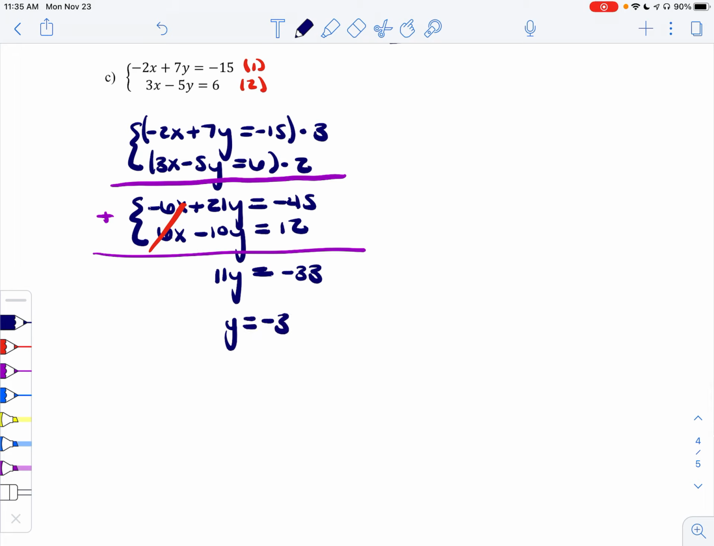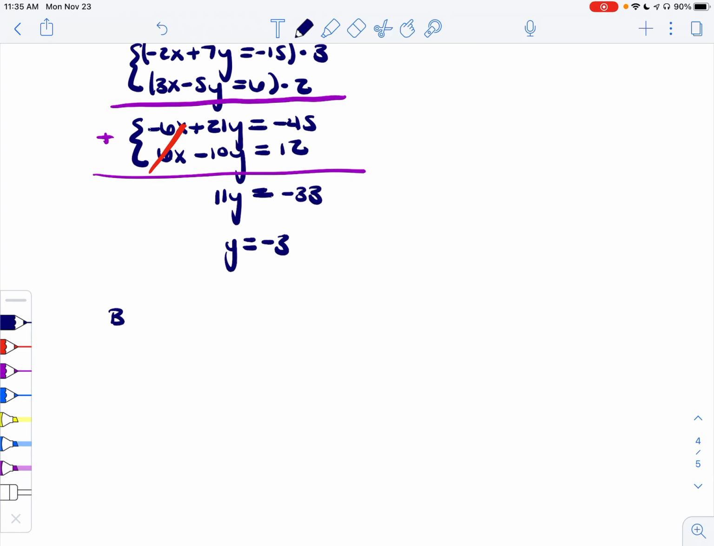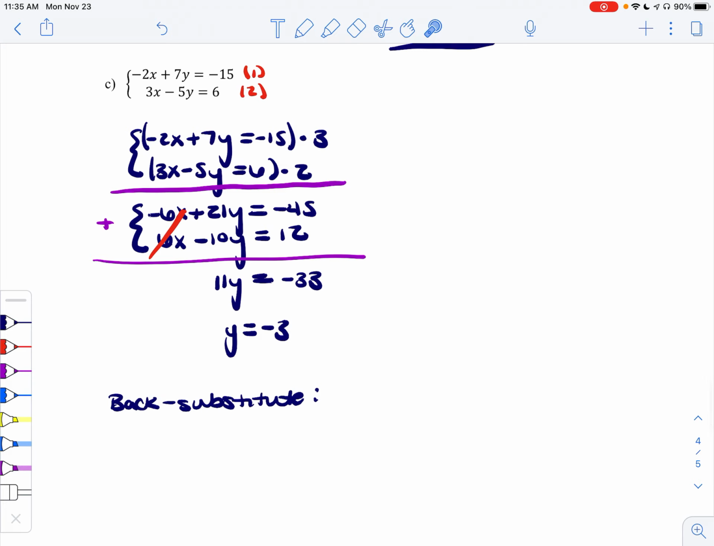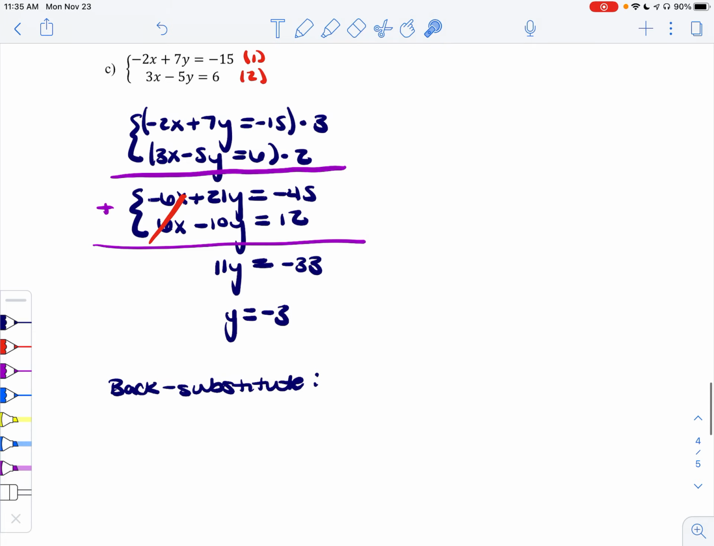All right, so we found one of our variables. Now we just need to back substitute. And remember, it doesn't matter which equation we plug this back into. It can be equation 1 or equation 2. We will get the same answer no matter what. So I like equation 2 a little better. Not quite as big of numbers to work with. So I'm going to go ahead and plug this into equation 2.